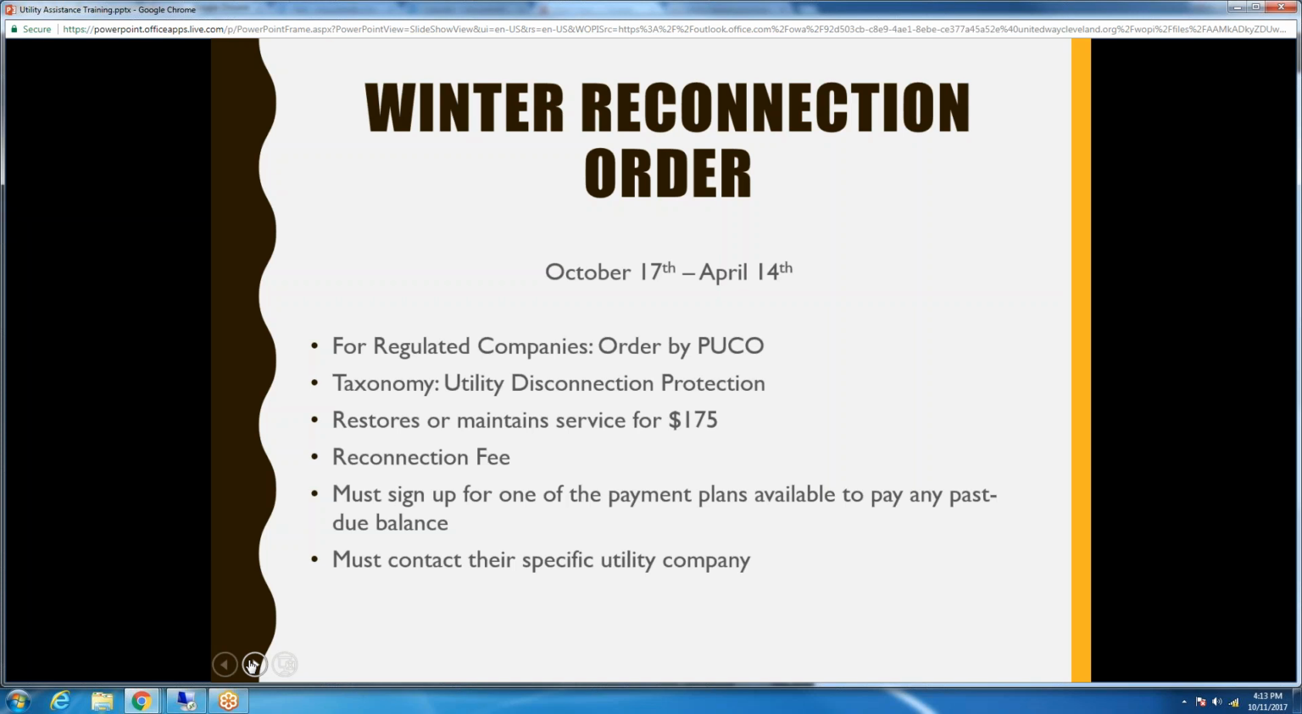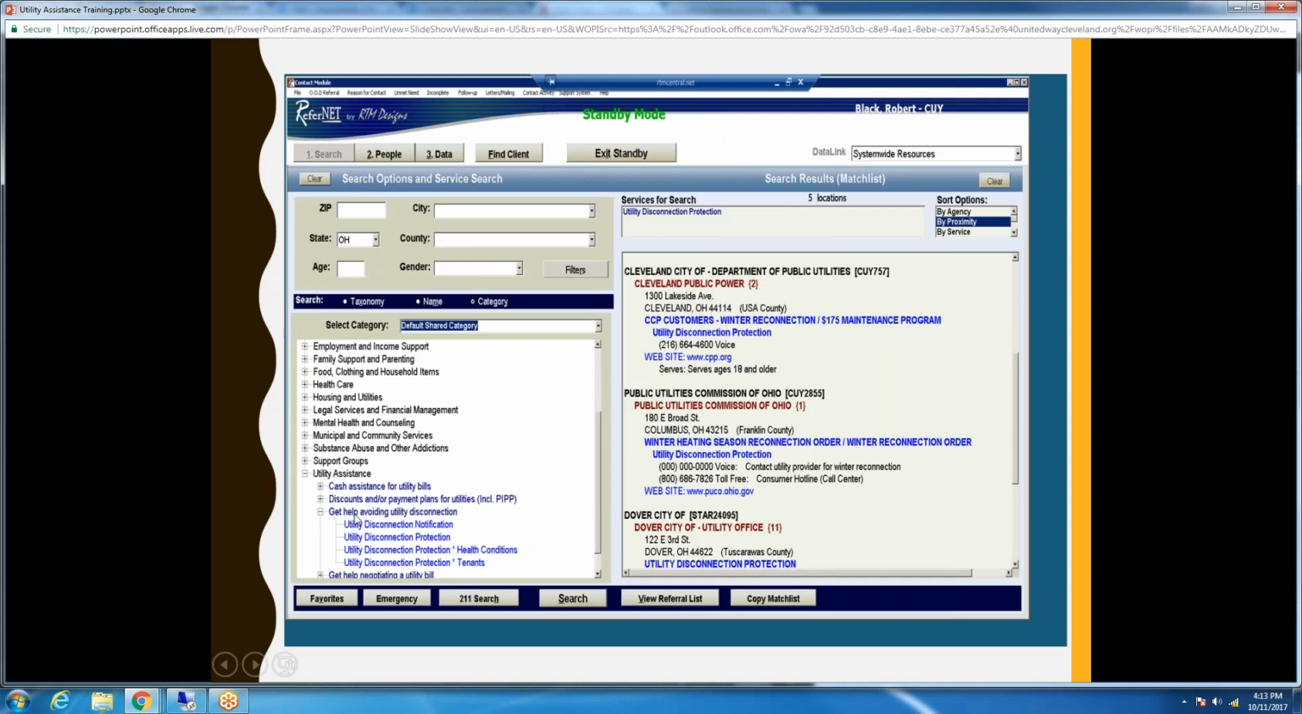Oh, and by the way, at least in Cleveland Public Power, although it doesn't go through PUCO, they have their own reconnection order. You will find it in there using that taxonomy of utility disconnection protection. And as you can see, this is where it's at, right underneath TIP.